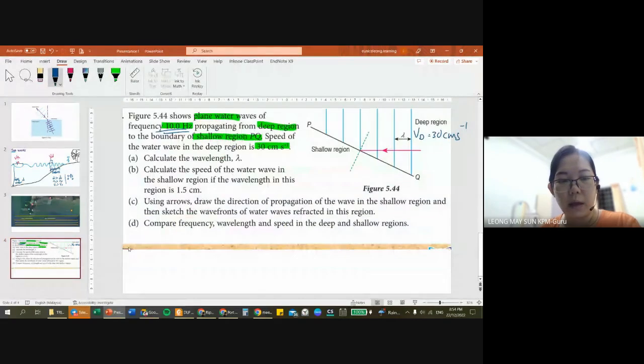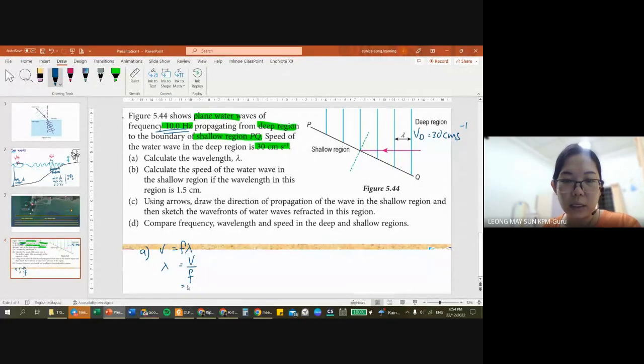So, part A, to find the wavelength, I use the wave speed formula V equals F lambda. We want to find the wavelength lambda, so that would be wave speed over frequency. Should I change centimeter to meter? Actually, no need, because the question didn't ask us to do so.